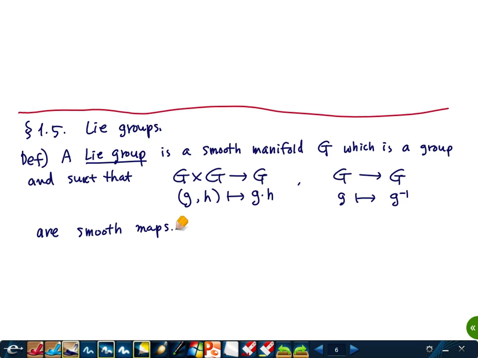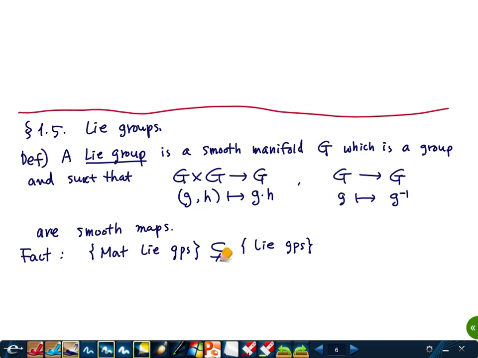Then this is called a Lie group. So it has algebraic structure and geometric structure at the same time. And the fact is, the set of matrix Lie groups, this class, if G is a matrix Lie group, it is a Lie group.